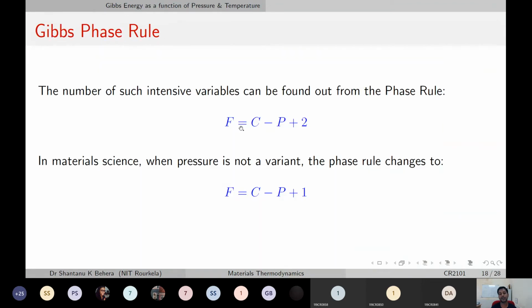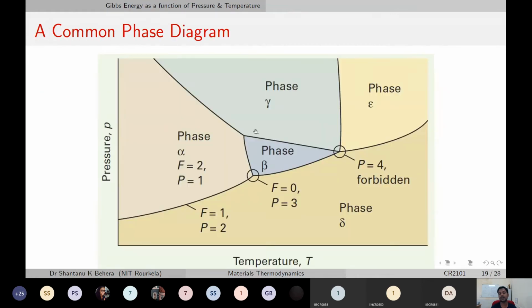So if you apply this rule here, F is C minus P plus 2, that is C, the number of components, is 1, minus P, two phases in equilibrium, plus 2. That means the 2s cancel. What I get is only 1 here. That means the number of degrees of freedom I have in this two-phase equilibrium line is 1. What does that mean? That means I can change only one parameter. But you must pay attention to the fact that it is not about simply changing one parameter and not bringing about a change in equilibrium. It's about independently being able to change one parameter.